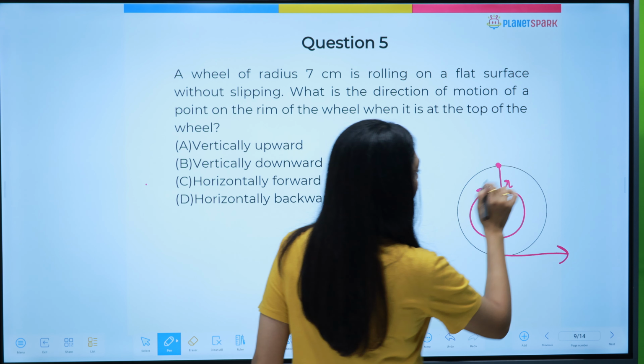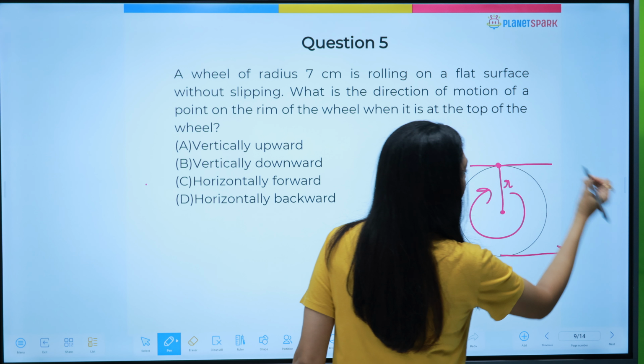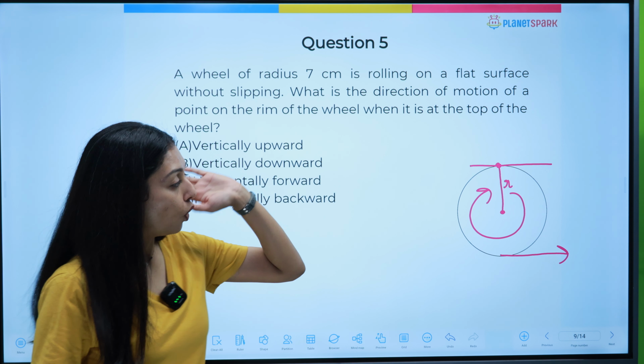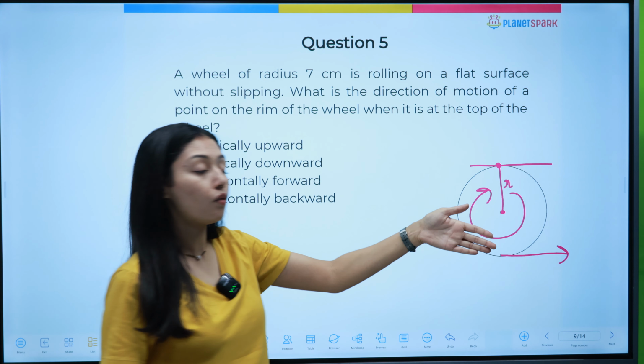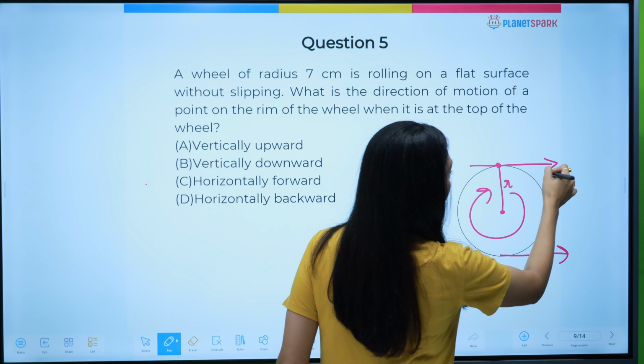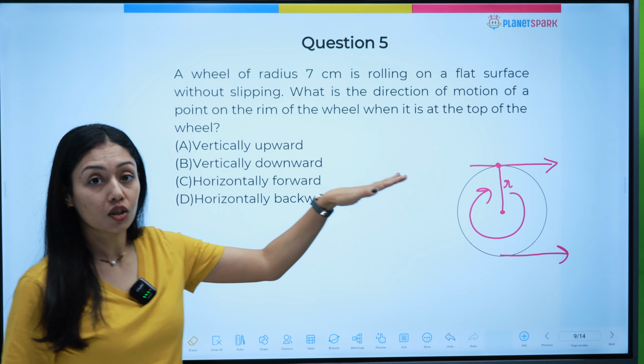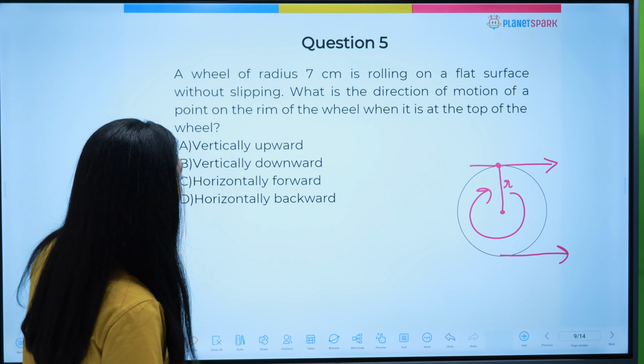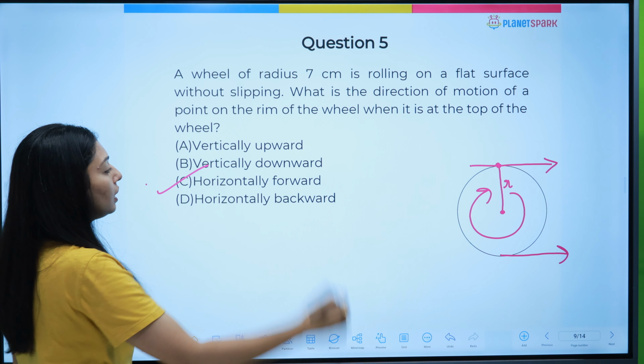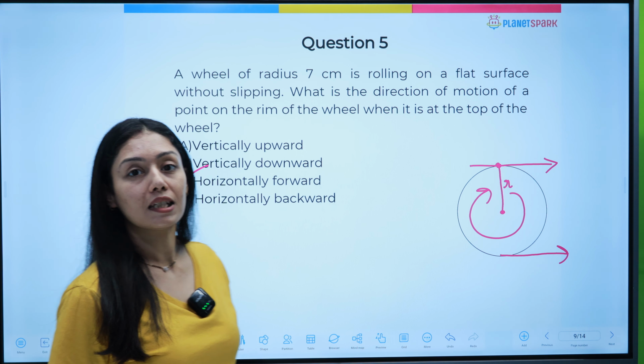So the direction of motion will be perpendicular to it like this, and in which direction? Forward. It will move forward as the force is applied in that direction, right? So this is the direction of the motion in the horizontal direction. So where will our wheel move? We can say horizontally forward. That is, option C is the right answer.